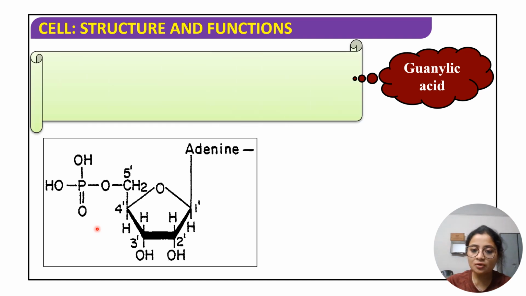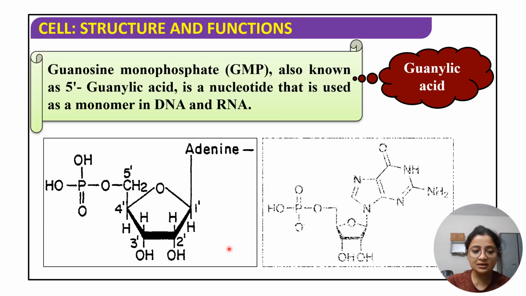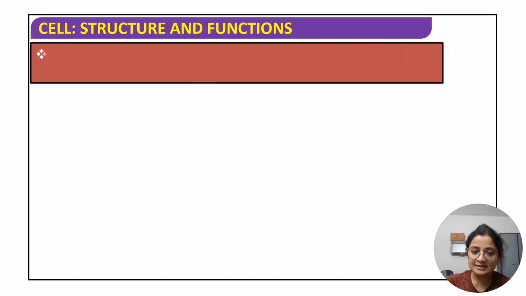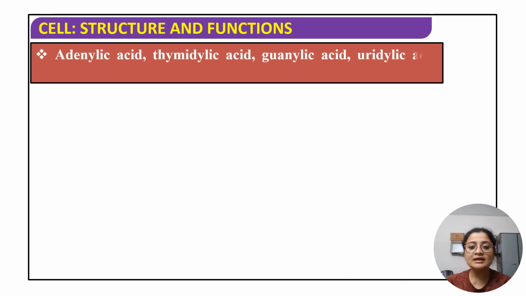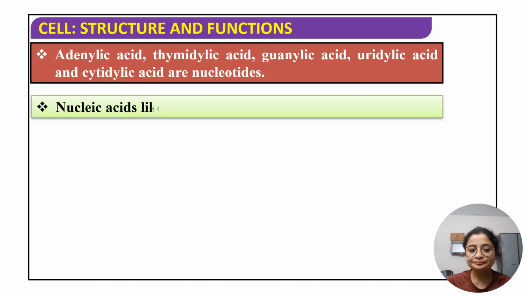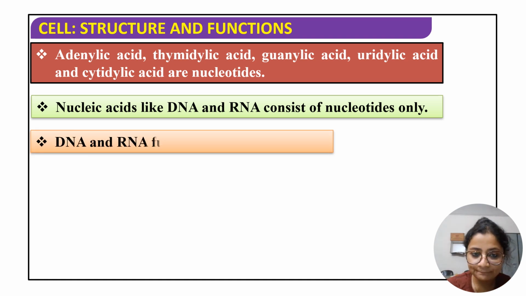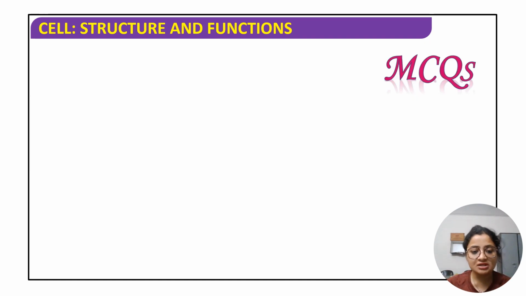Similarly, guanylic acid क्या होगा? GMP, isn't it? Guanosine monophosphate, guanine के साथ एक phosphate group add कर देंगे अगर, ठीक है? So this is guanine, उसके साथ एक phosphate group add कर दिया, हो गया guanylic acid. Accordingly, thymidylic acid होगा, uridylic acid होगा, cytidylic acid होगा. So these are basically the nucleotides or the monomers. So nucleic acids like DNA and RNA will be consisting of nucleotides only. DNA and RNA function as genetic material. This is something I have already told.